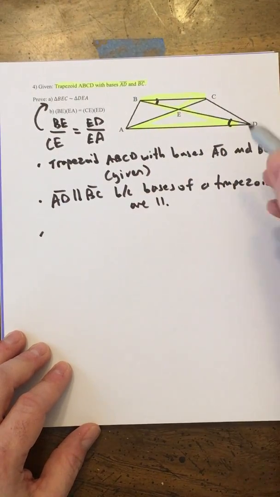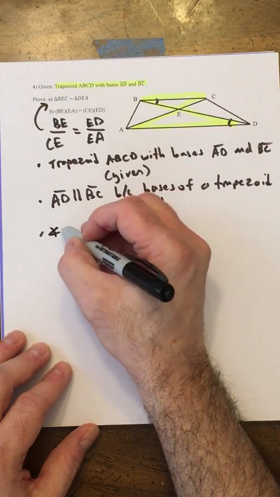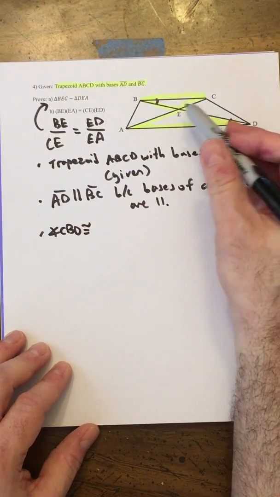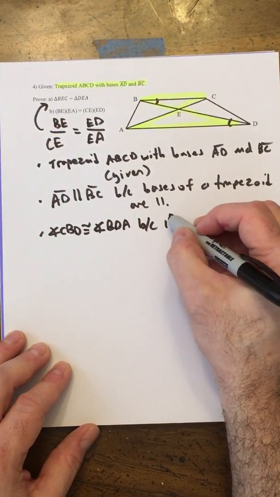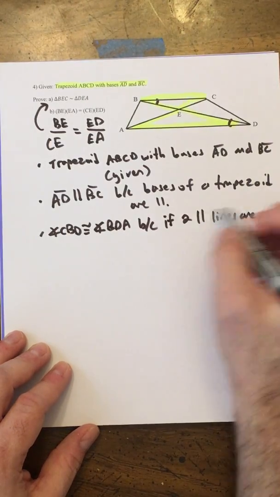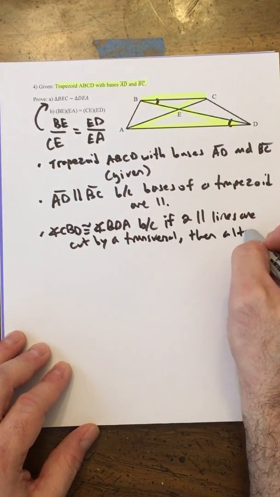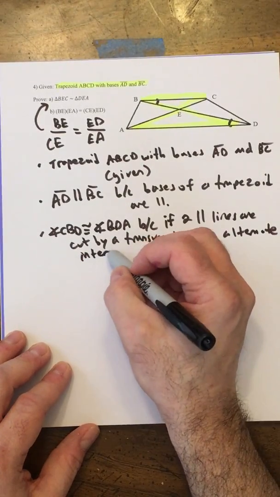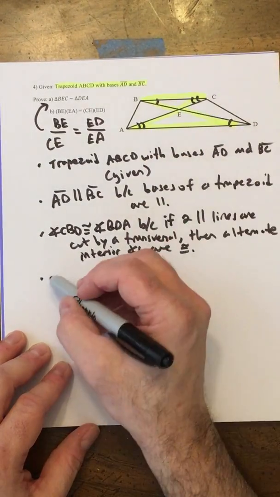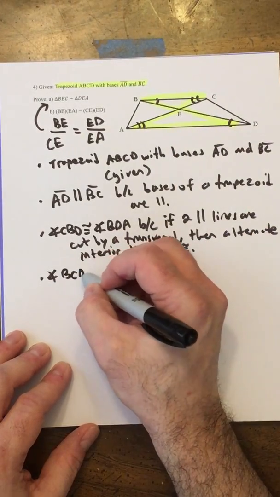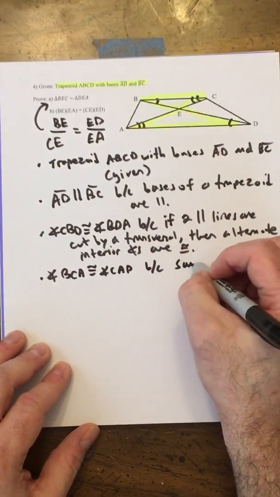This angle here and this angle there. We should name those with 3 letters because there are multiple angles by B and by D. So that top angle would be CBD. Angle CBD is congruent to angle BDA. And we know that if 2 parallel lines are cut by a transversal, then alternate interior angles are congruent. We could do the same thing with these 2 angles. Angle BCA is congruent to angle CAD, and that's the same reason.